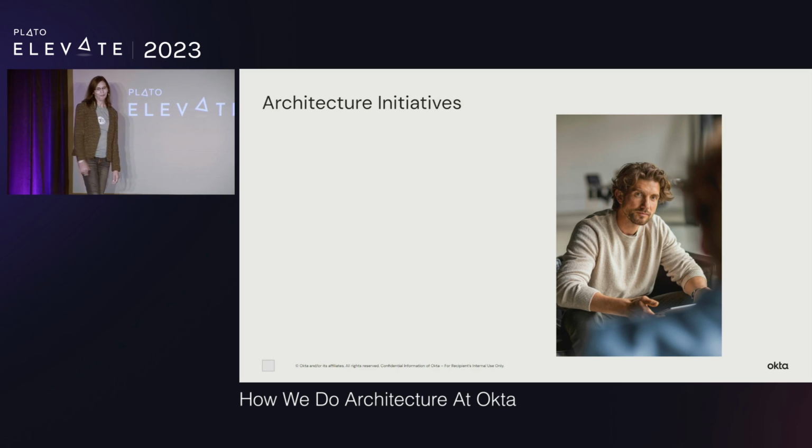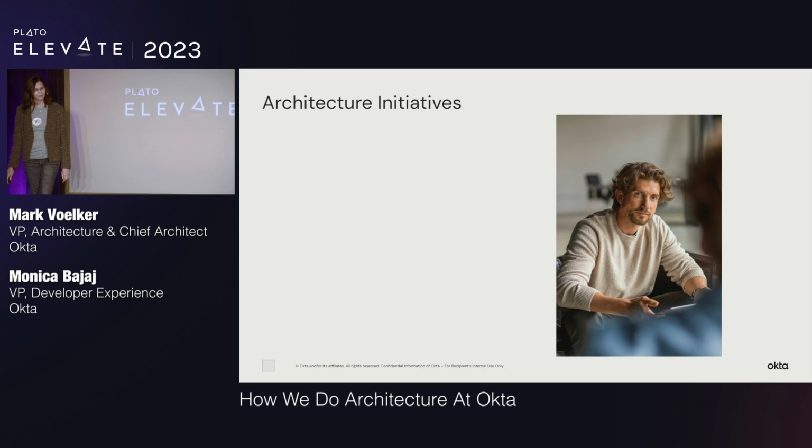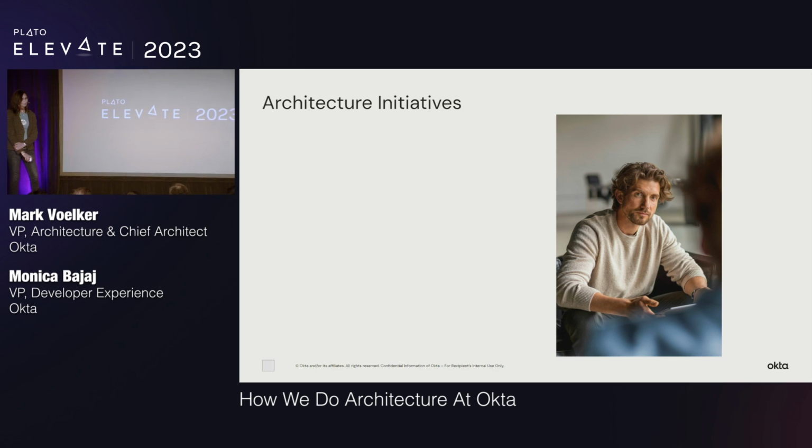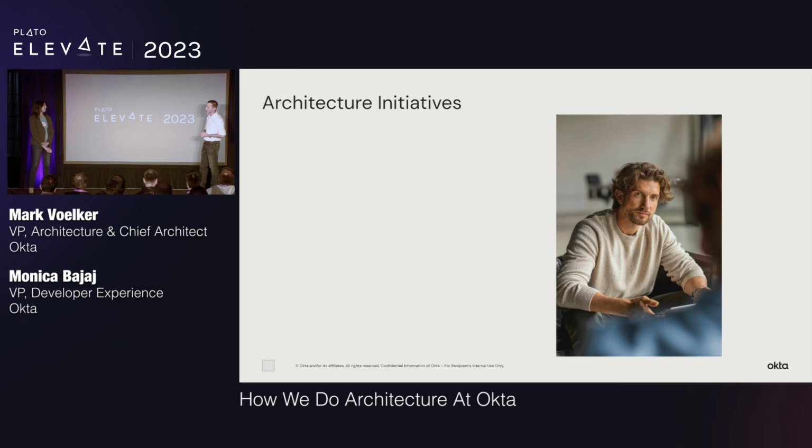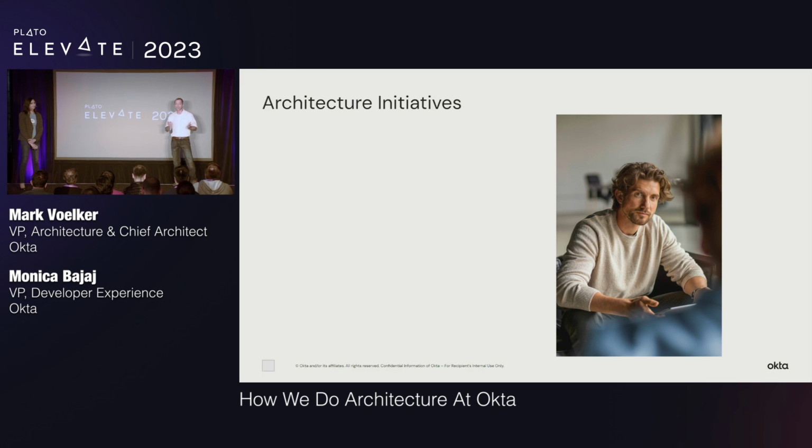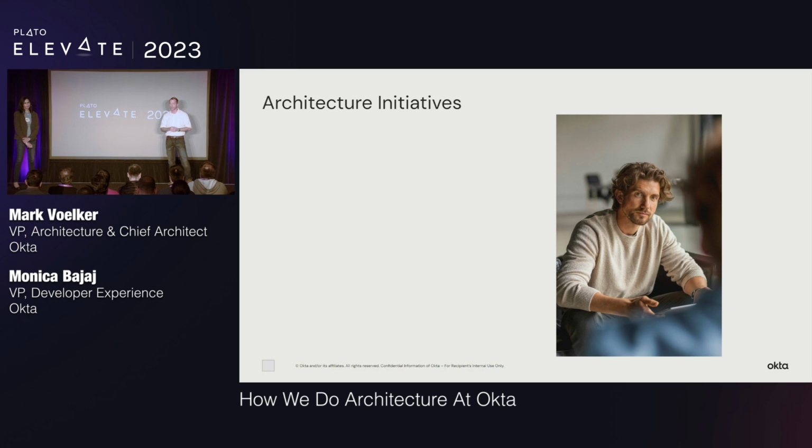So we talked about how the architecture team is structured, and we talked about that two-pronged charter, right? And we're going to talk a little bit about this case study that Monica is going to walk us through. And let's start with the tech stack, right? Level up the tech stack is the first part of the charter.